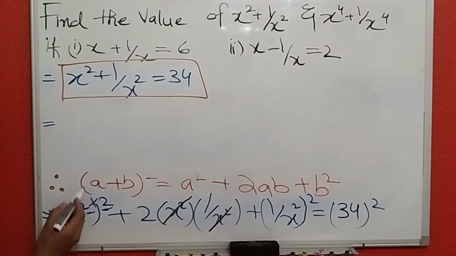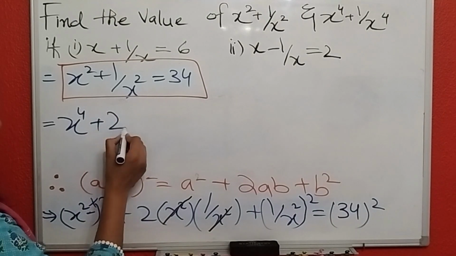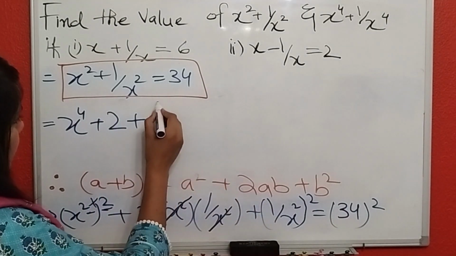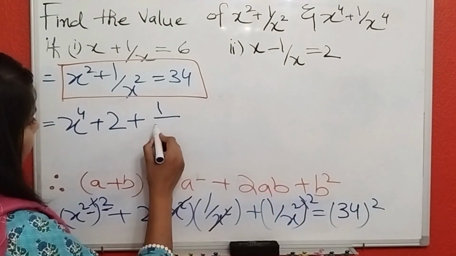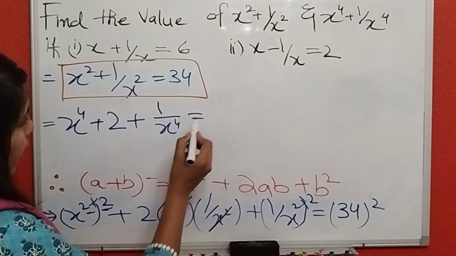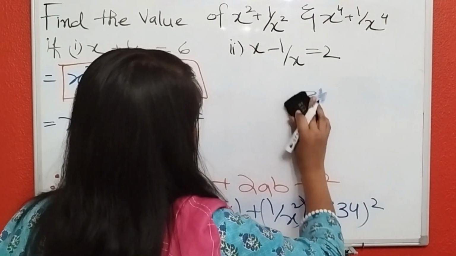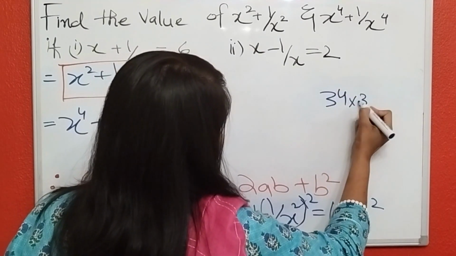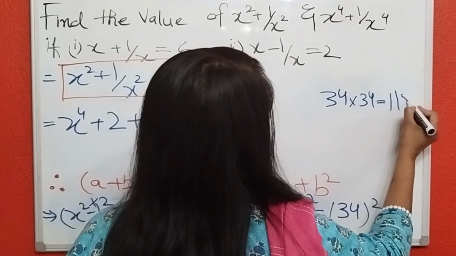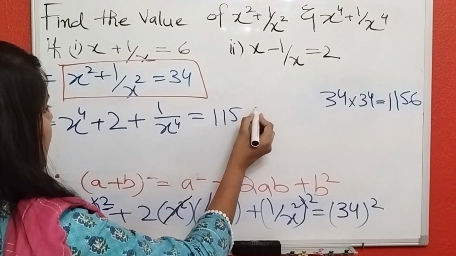So here 2 multiplied by 2 is x power 4, plus 2 will be the same, plus the square of 1 is 1, and 2 multiplied by 2 is x power 4, is equal to 34 multiplied by 34, and 34 multiplied by 34 is 1156. So I'm putting here 1156.